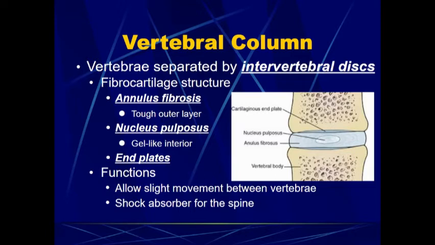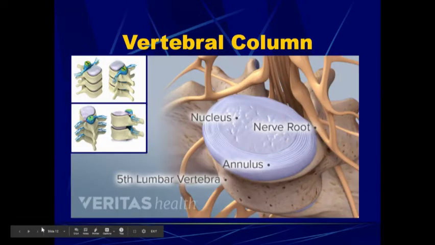If there were no intervertebral discs and the vertebrae were just stacked upon one another, they'd end up locking in place, and we wouldn't have any movement, and we wouldn't be able to bend down or arch our back or move from side to side. And then they also provide that support and shock absorption. So there's just an image of an intervertebral disc.